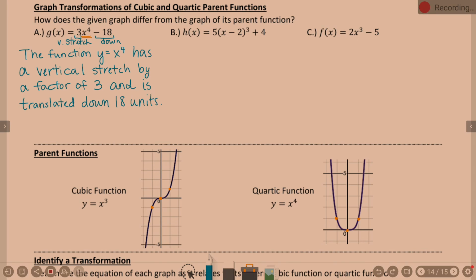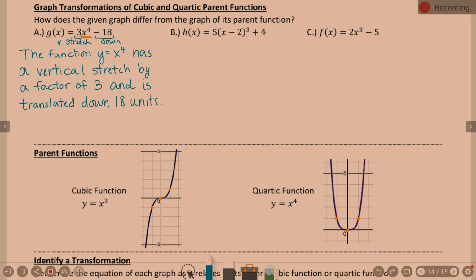Okay, that's my official formal answer. Obviously I'm looking for something about vertical stretch by a factor of 3, and I'm looking for something about translated down 18 units, right? Those are the big pieces.